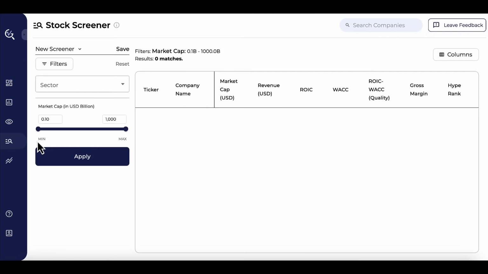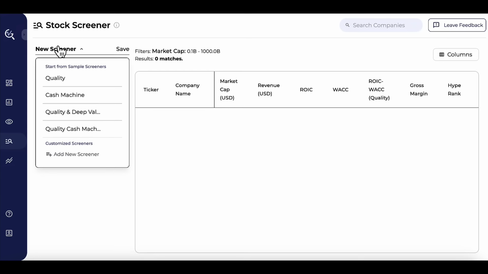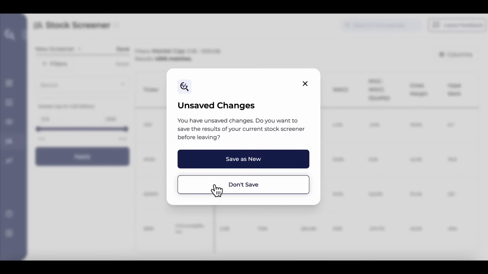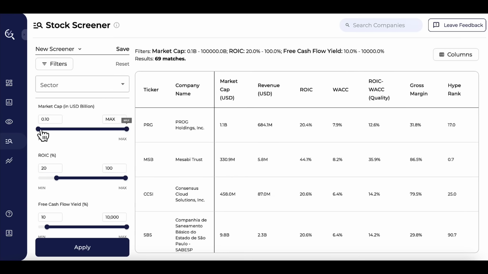Now that we know how to analyze a stock, how do we bring great companies to us? So we can go to the Stock Screener tab. And we can build our own screener. We have some sample screeners in here. For example, let's try the Quality Cash Machine. And we can tune whatever we want.